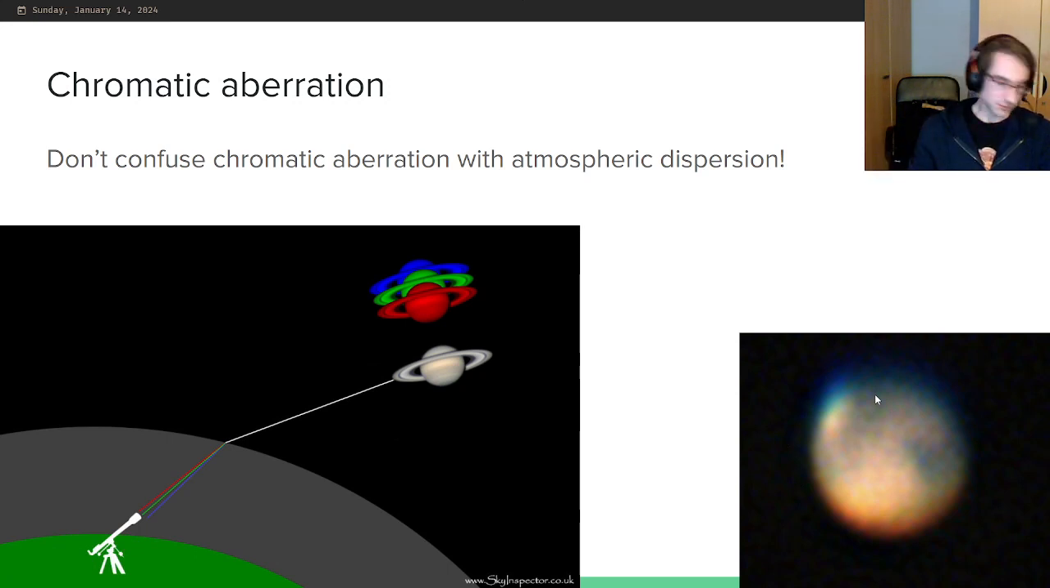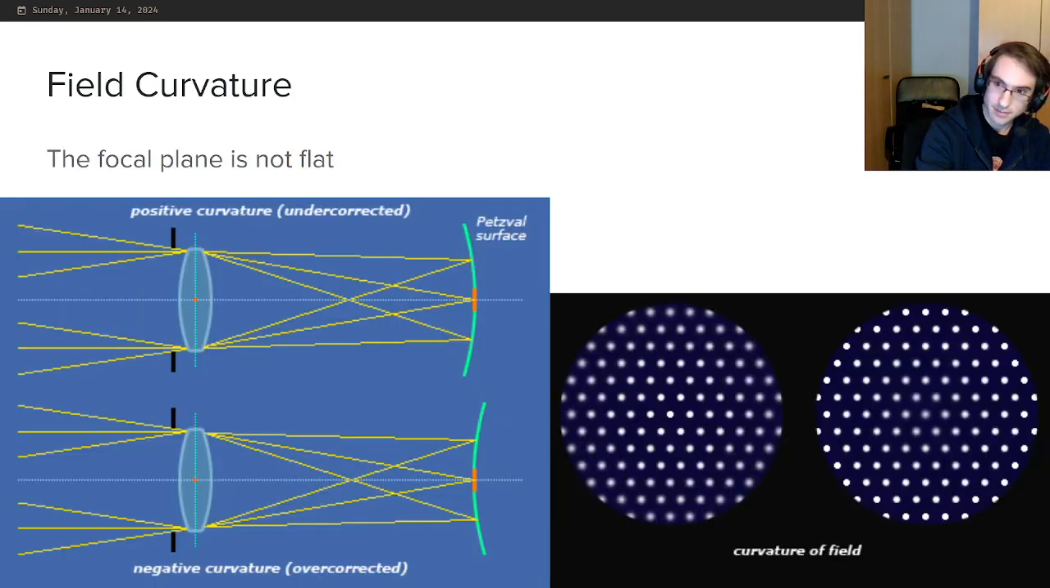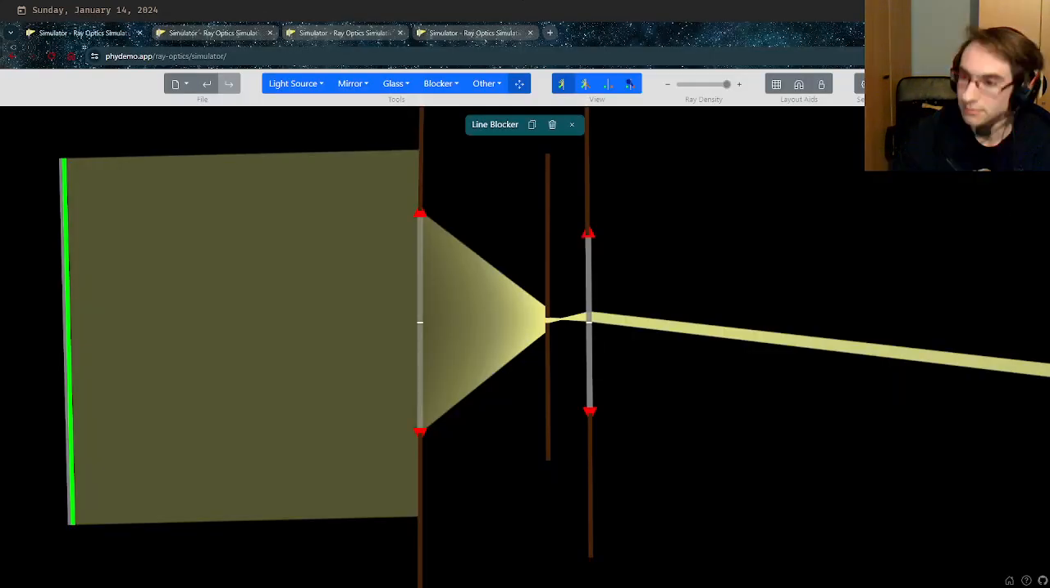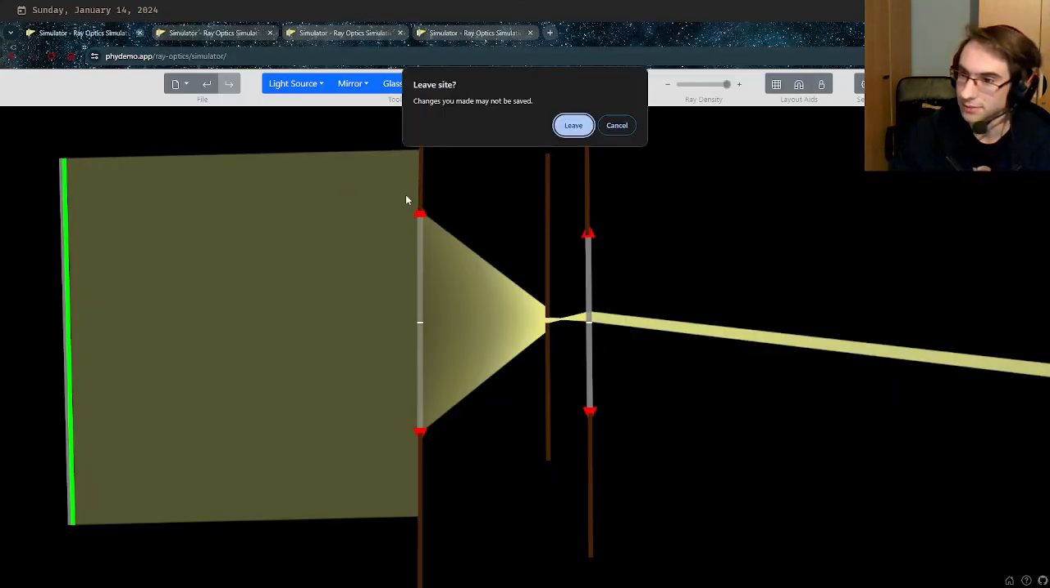But that's enough about chromatic aberration. Let's move to the classic Seidel aberrations. And first off, we have field curvature, which is exactly what it says it is. It is curvature of the field, specifically the focal plane. So there are these diagrams here. I have some better ones, or like a simulation that's maybe clearer.